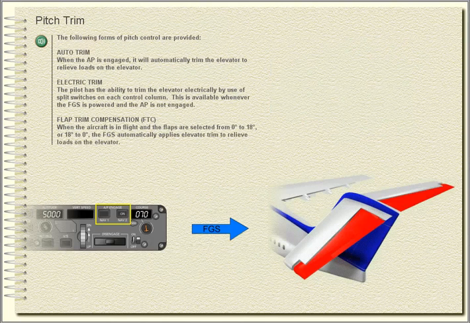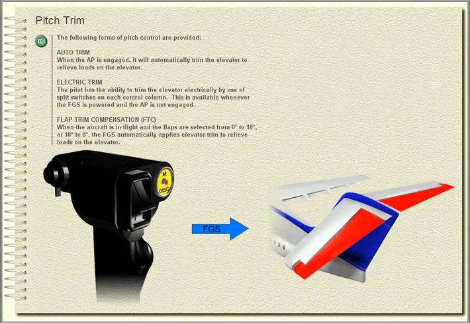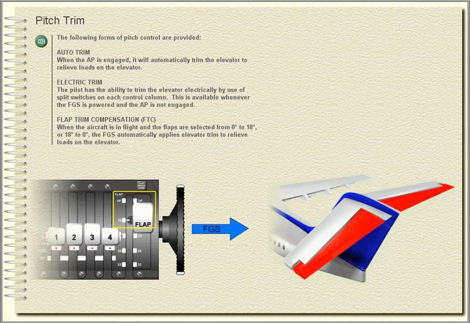Pitch trim. The following forms of pitch control are provided. Auto trim. When the autopilot is engaged, it will automatically trim the elevator to relieve loads on the elevator. Electric trim. The pilot has the ability to trim the elevator electrically by use of split switches on each control column. This is available whenever the FGS is powered and the autopilot is not engaged.